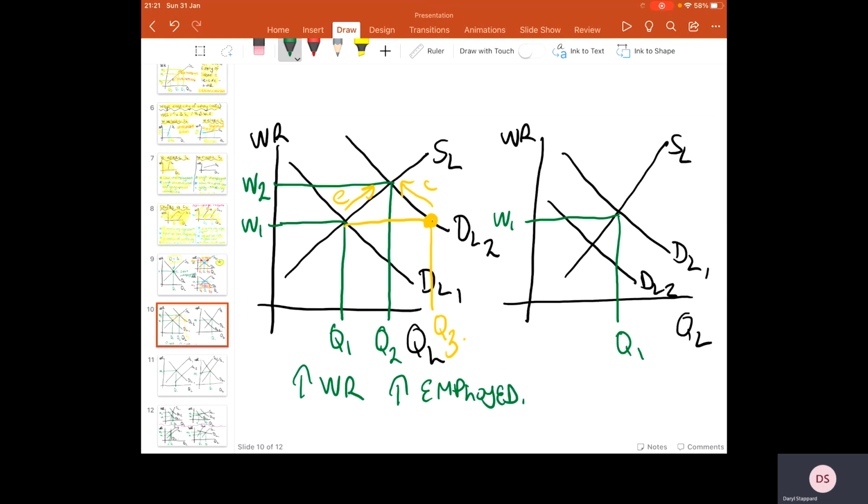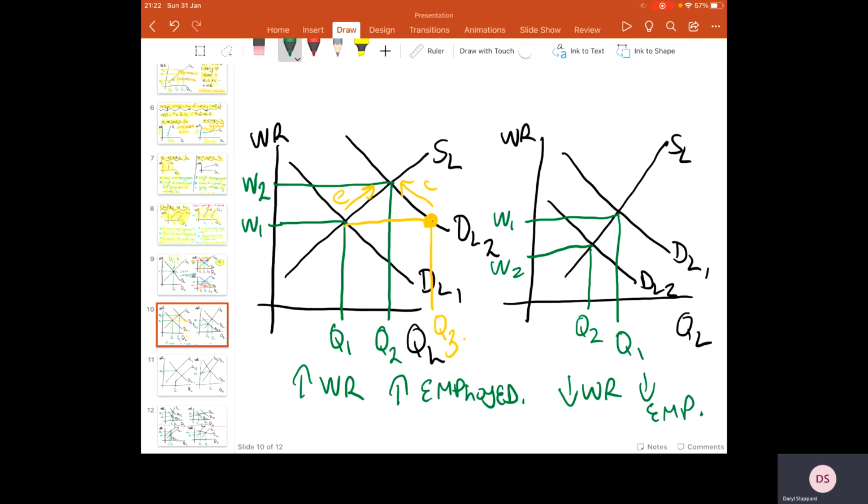Now look at the diagram on the right-hand side. When the demand for labour shifts inwards, maybe due to falling productivity of workers, substitutes such as capital becoming cheaper, we've got less people being demanded to work across the economy. Now this would lead to wage rates falling and less people being employed.